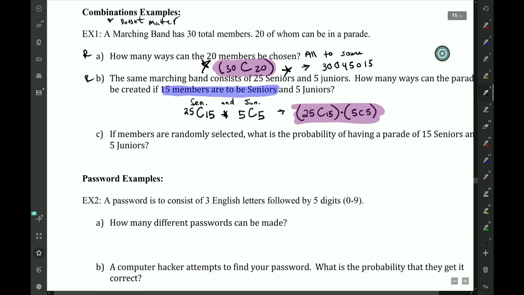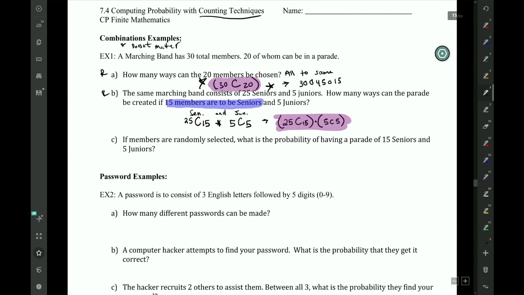Now, if members are randomly selected, again I have the review. What we are doing for probability now is that probability is always the number of things you want, or the event, over the total. So in part A, we actually found the total. In part B, we found what we wanted.